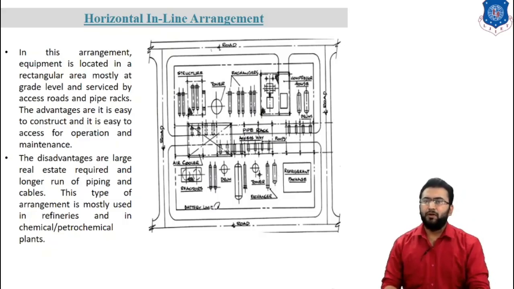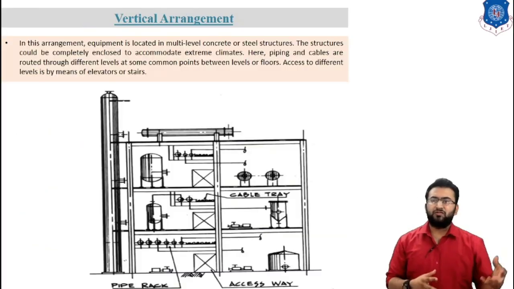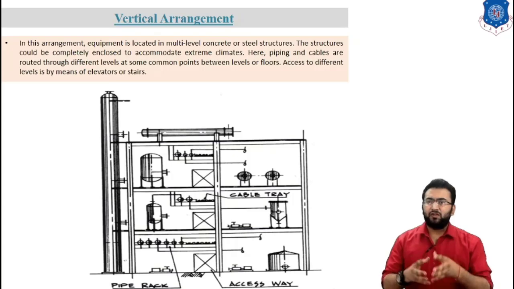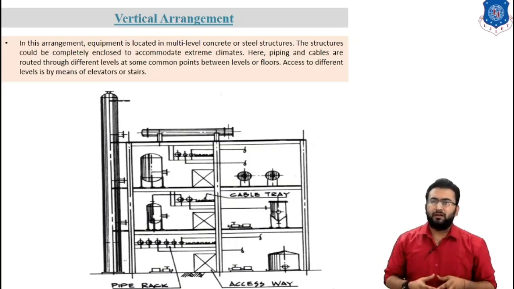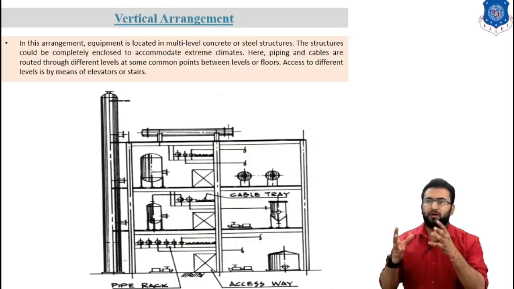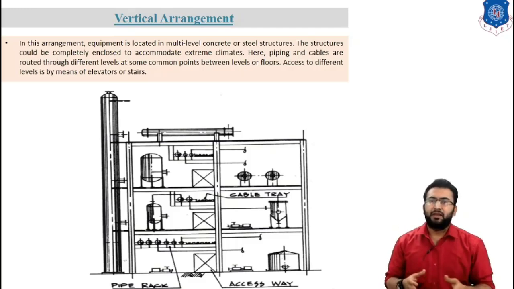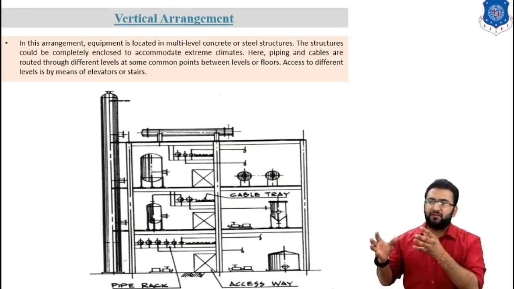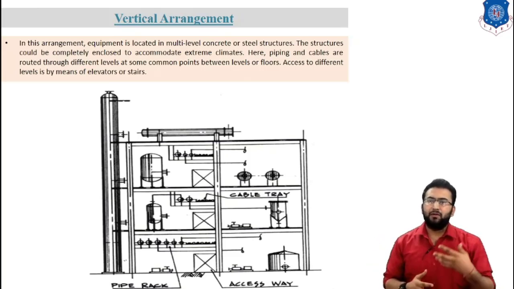Now let's talk about the vertical arrangement, also known as a structure mounted vertical arrangement. In this arrangement, equipment is located in a multi-level concrete or steel structure. The structure could be completely enclosed to accommodate extreme climate. Here piping and cable are routed through different levels at some common point between levels or floors, with access to the different levels by means of elevator or stairs.